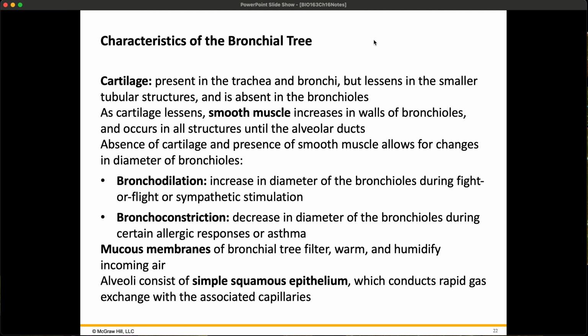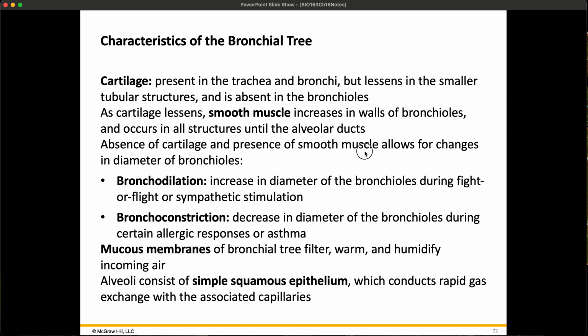All right, let's look at some characteristics of the bronchial tree. So we said the trachea is made up of mostly cartilaginous material, and so that's pretty true as you go through the bronchi. They are mostly cartilage, kind of keeping them nice and open. But as you get smaller and smaller, it becomes more and more absent, and as you lose cartilage, you're actually gaining smooth muscle inside those walls. And so by the time you get to the bronchioles, you have no cartilage. It is almost exclusively smooth muscle that's comprising the tissue of these bronchioles.